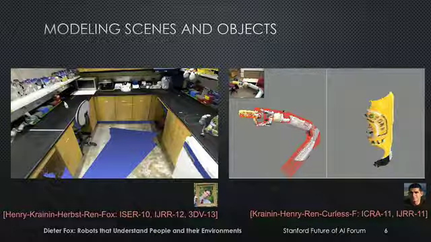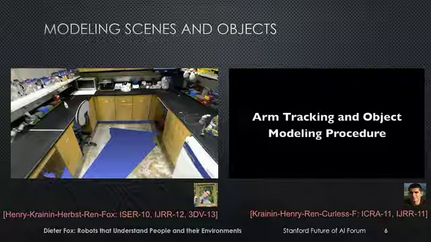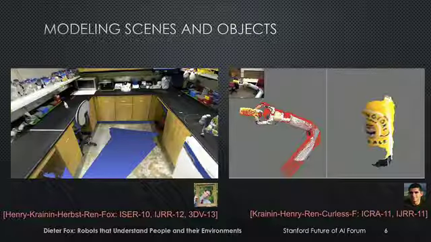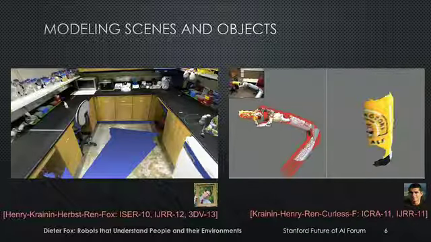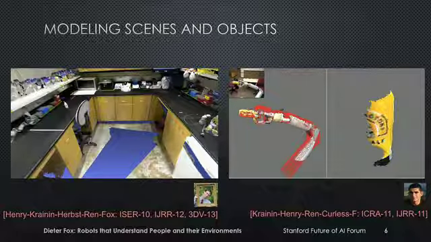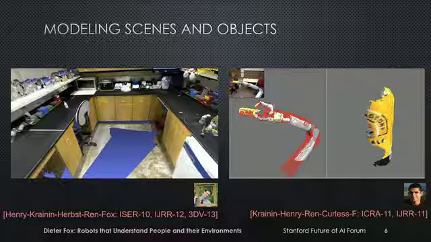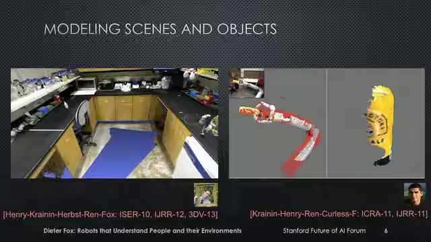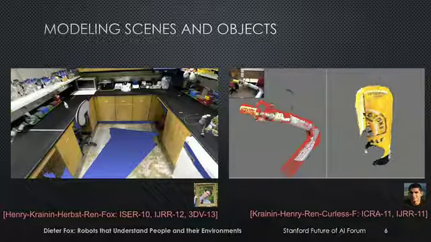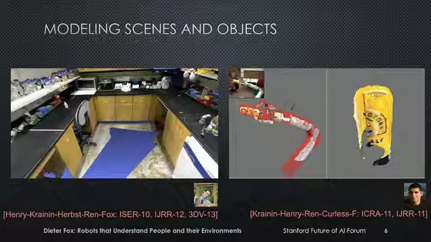On the right-hand side, you can see how a robot could actually build object models. So the idea is that if the robot walks around and sees an object it hasn't seen before, it can actually pick it up and hold it in front of its own camera, kind of the way we would do it maybe intuitively, and then build a 3D model of that object. The underlying technique is very similar to building a model of the environment.